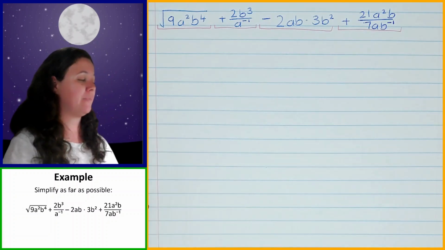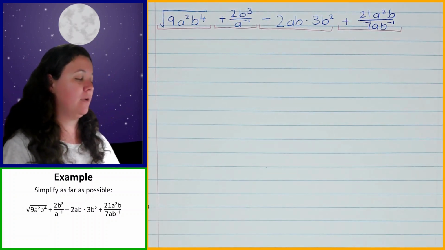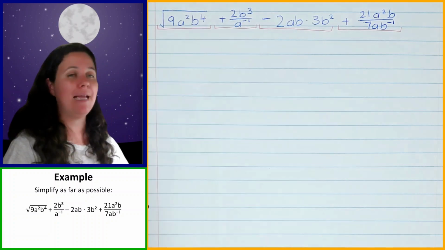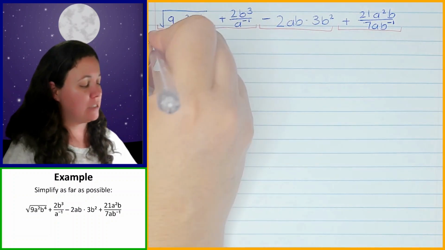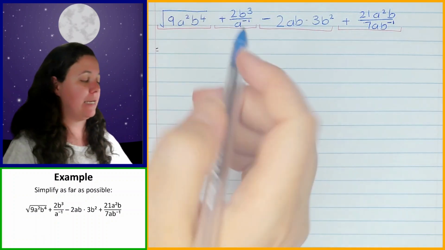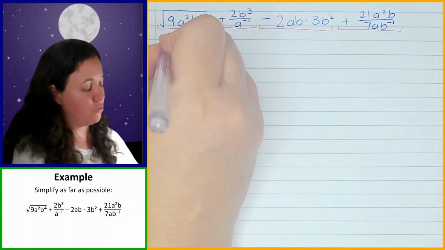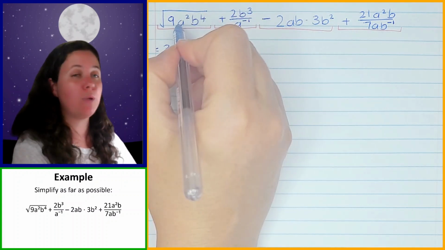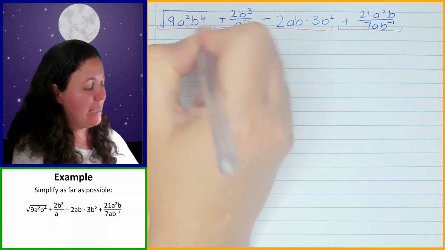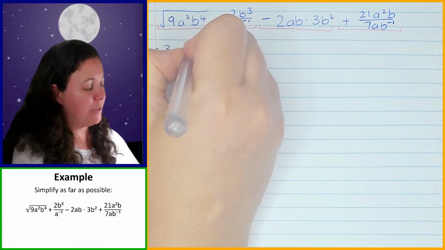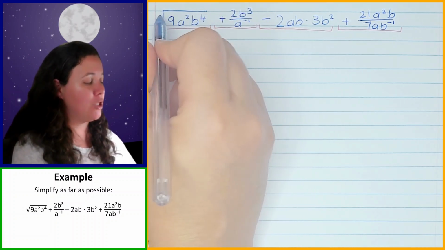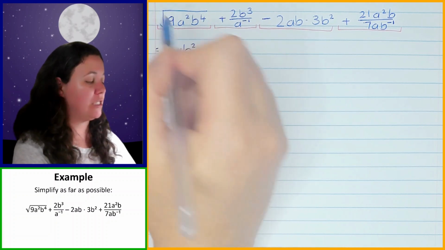Okay, so in my first term, the only thing I need to do here is get rid of that square root sign by square rooting what's inside. So the square root of 9 is 3. The square root of a squared is a, and the square root of b to the power of 4 is b squared, by dividing those exponents by the root index, which is a 2.